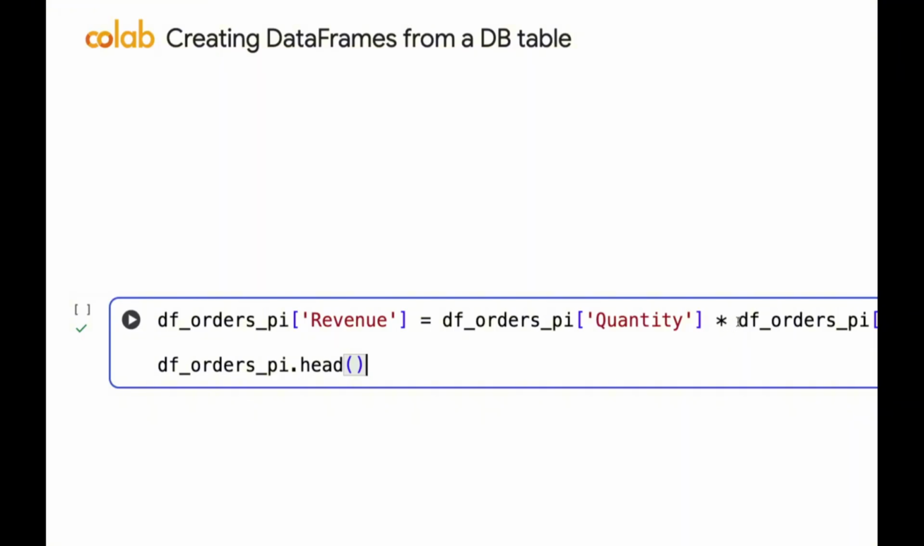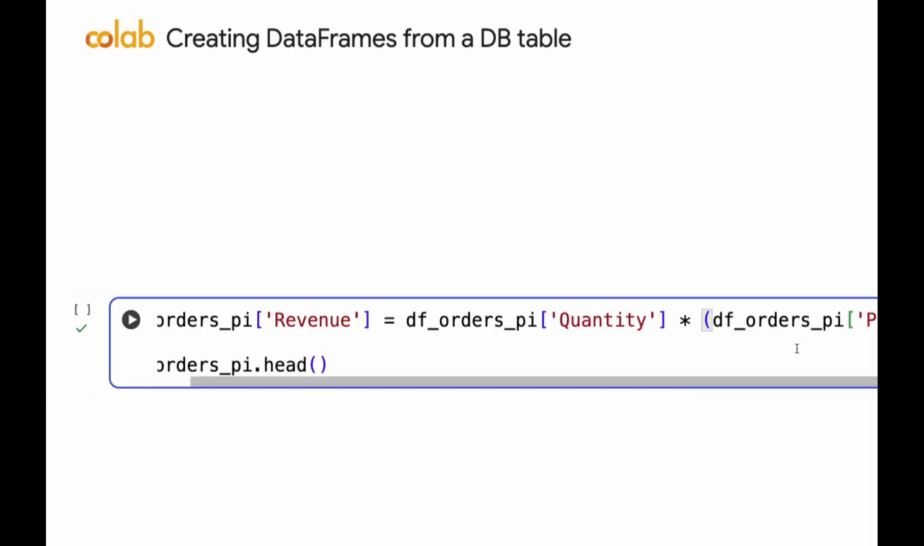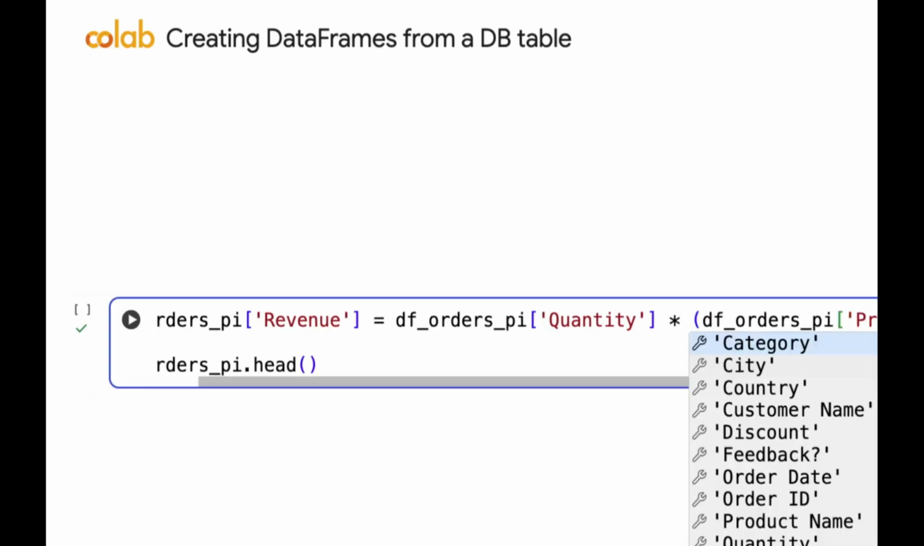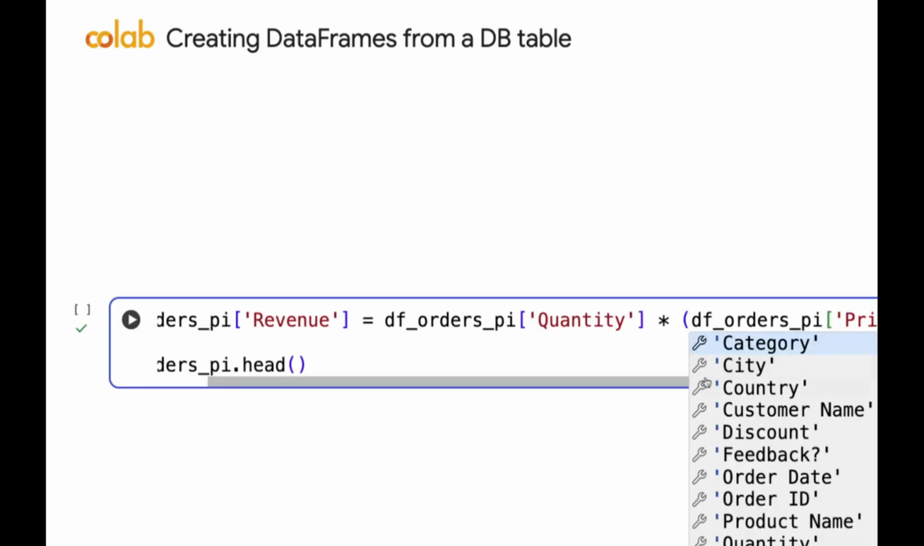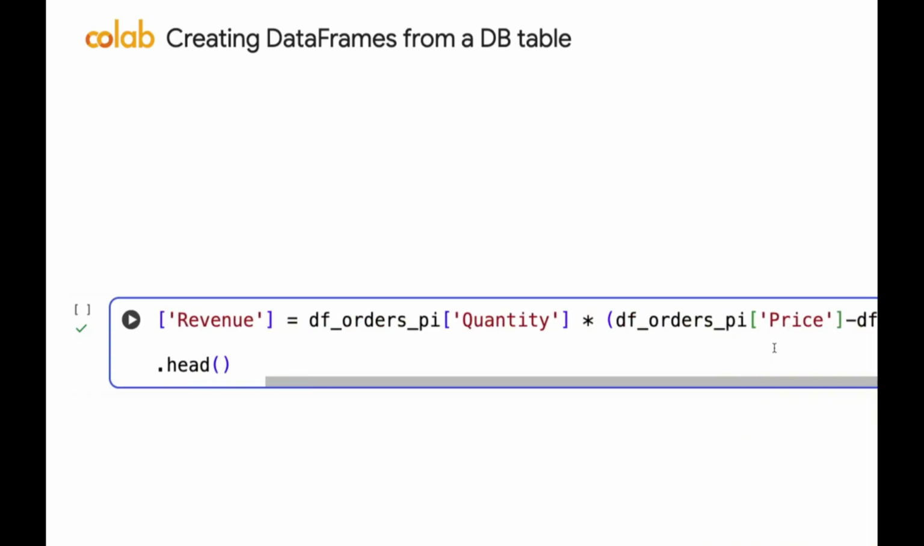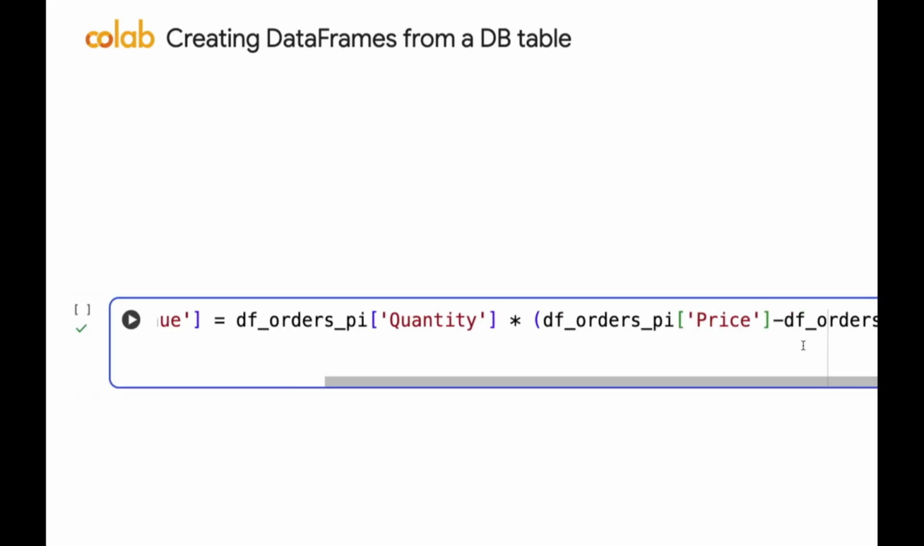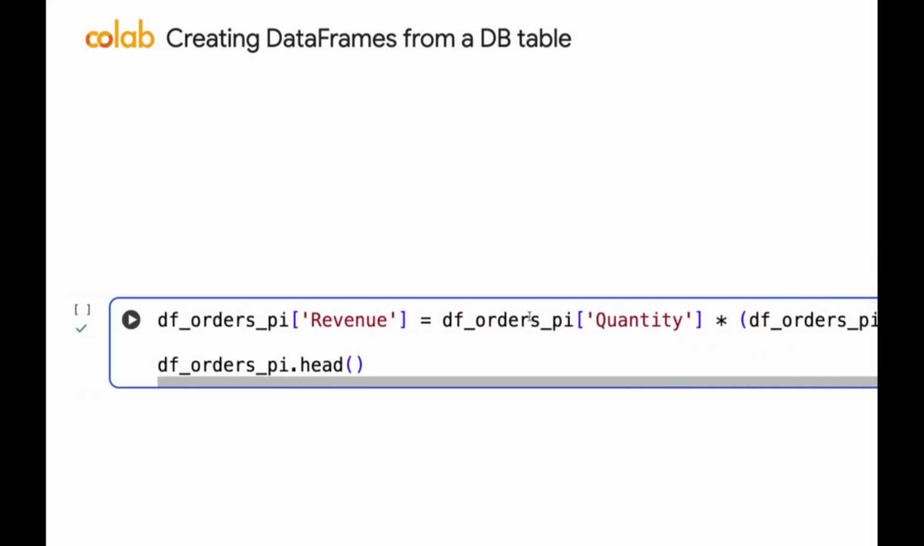But let's actually do something about the price. So let me put the price in a pair of parentheses. I'm subtracting df_orders product information discount. I guess the discount should be for the unit price, right? So for certain orders, maybe we give a discount on the unit price, so the actual price is lower. The regular price minus discount is the actual price, and then multiply by the quantity.